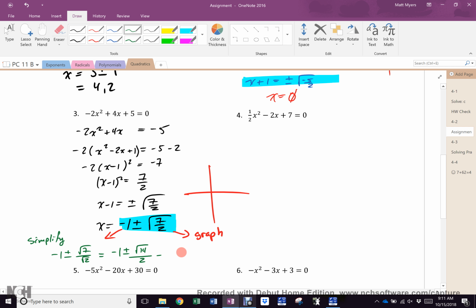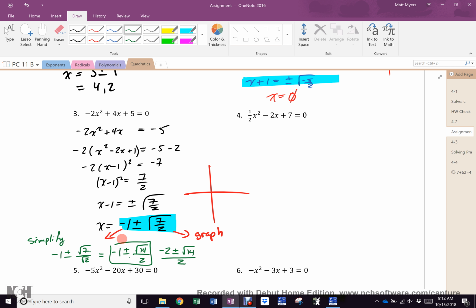That little equal won't erase for some reason. Some people don't like this. They like it to be all over 1. Which would mean this would be negative 2 plus or minus root 14 over 2. I don't like that. I like that. Everybody cool?